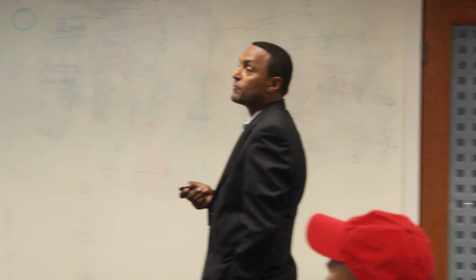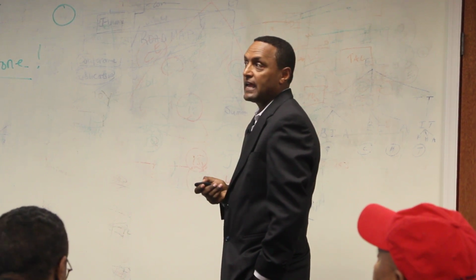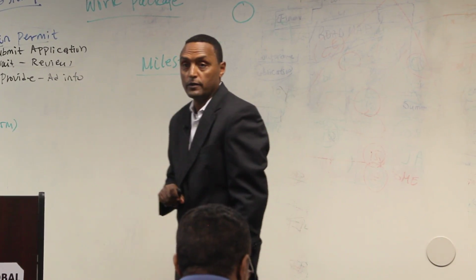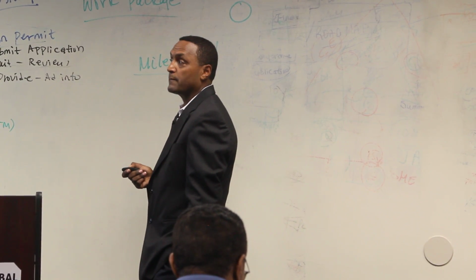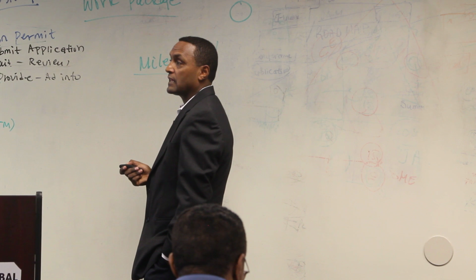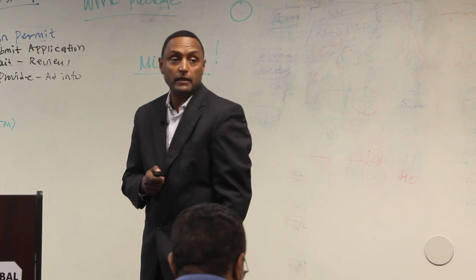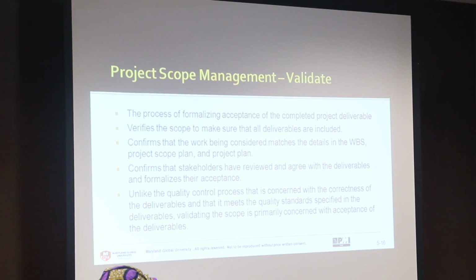is the process of formalizing acceptance of the completed project deliverables. It verifies the scope to make sure that all deliverables are included. It confirms that the work being considered matches the detailed WBS, project scope, project plan, and the whole deliverables. So you have to make sure that you get that. It's like a one-time check. It also confirms that stakeholders have reviewed and agreed with the deliverables and formalized the acceptance. This is the key.